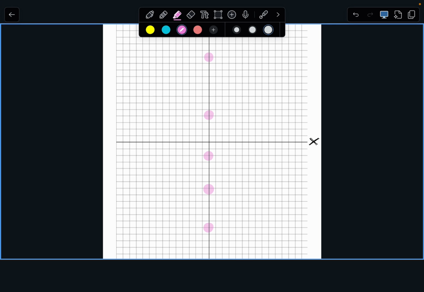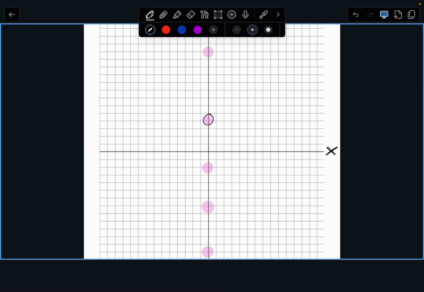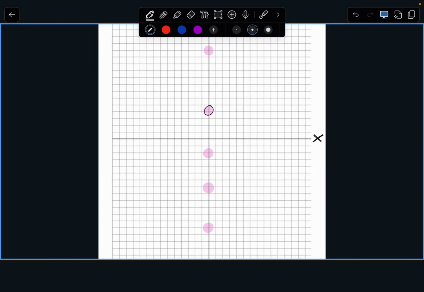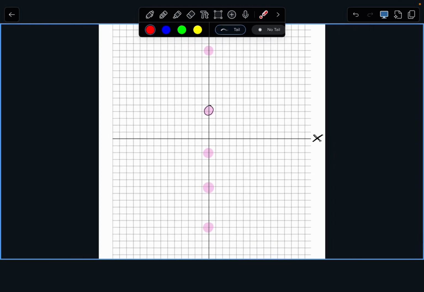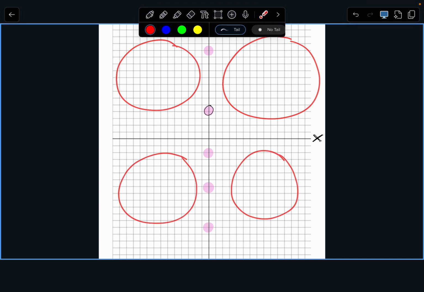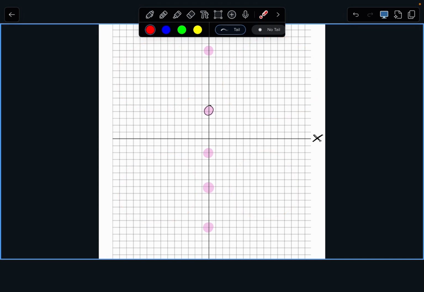Okay. From there, pick one of them. I don't care which one. And from whatever point you chose, we're going to pick another dot somewhere in one of the quadrants. What I mean by that, somewhere here, here, here, or here. Go ahead and put a dot. Just one dot? Yep, just one dot.